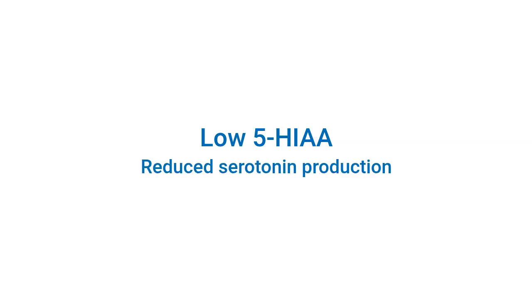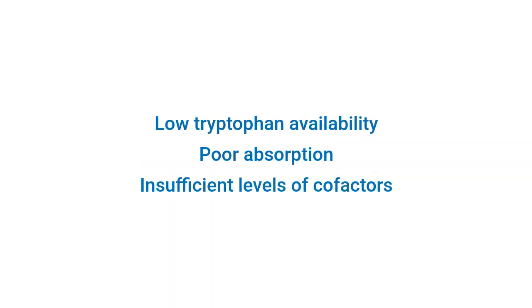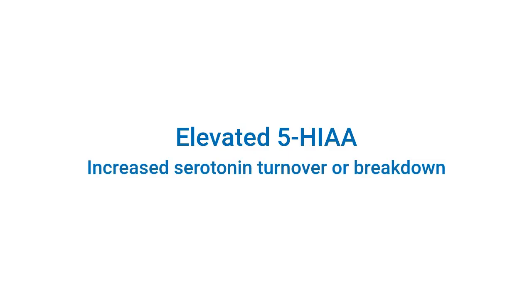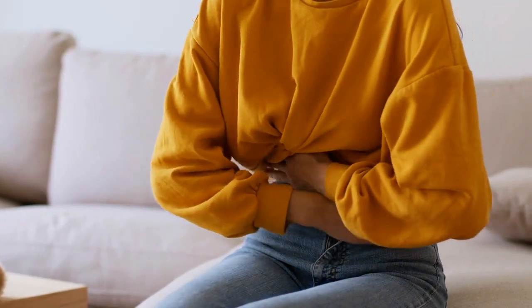Low levels of 5-HIAA may suggest reduced serotonin production, potentially due to low tryptophan availability, poor absorption, or insufficient levels of cofactors like vitamin B6. Elevated 5-HIAA can reflect increased serotonin turnover or breakdown, which is sometimes seen in chronic stress or in patients with significant gut imbalances, as more than 90% of serotonin is produced in the GI tract.